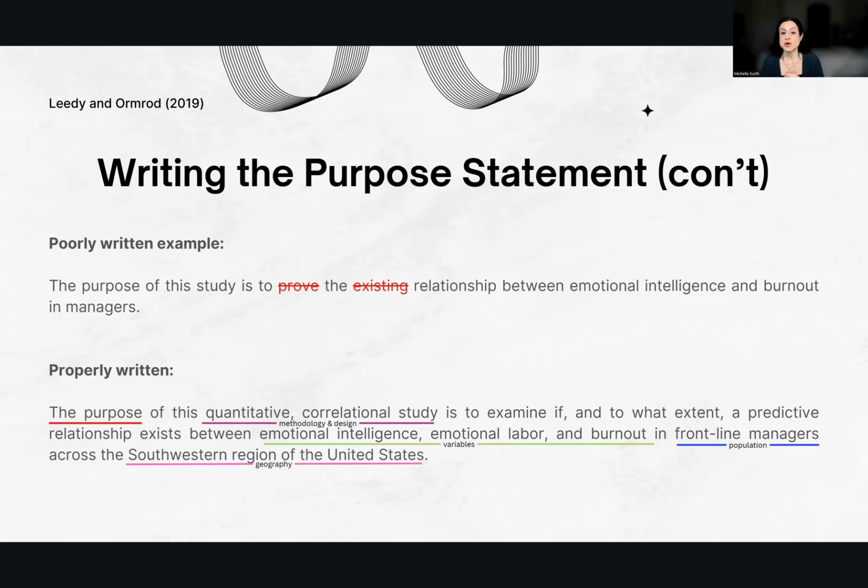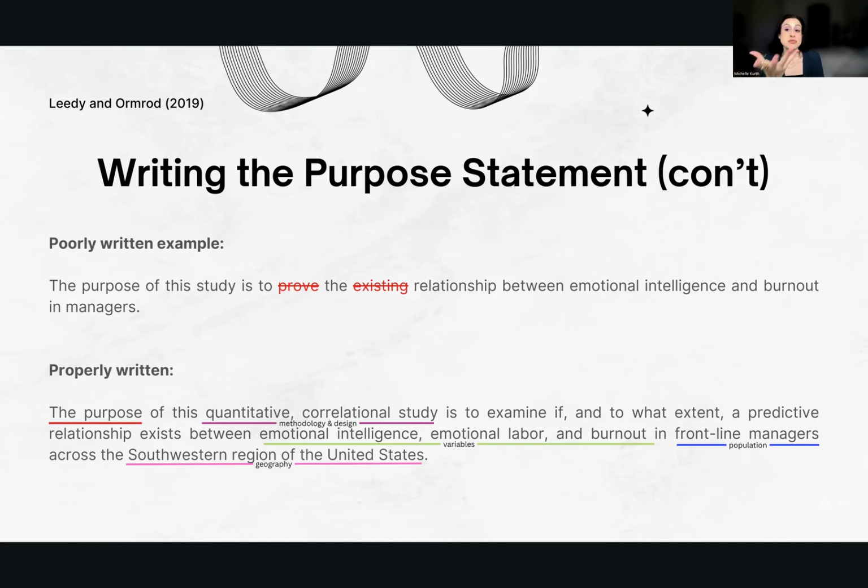My second research question might say, does emotional labor cause burnout or predict burnout in frontline managers? My alternative hypothesis might say, yep, there's a significant relationship there. And my null hypothesis will say, nope, there's not. It's null, no, right? None.